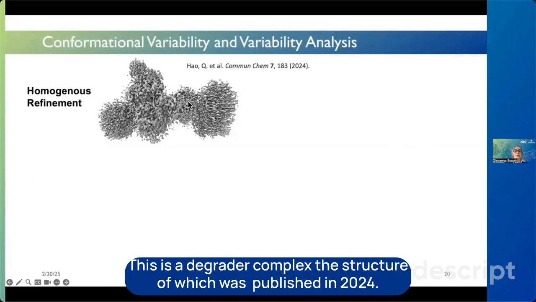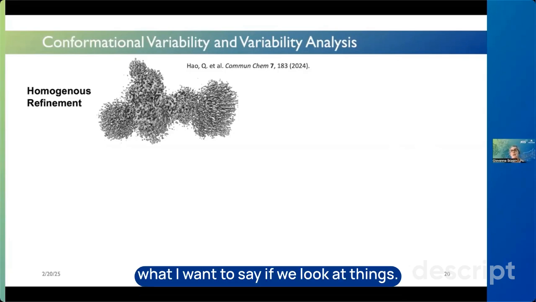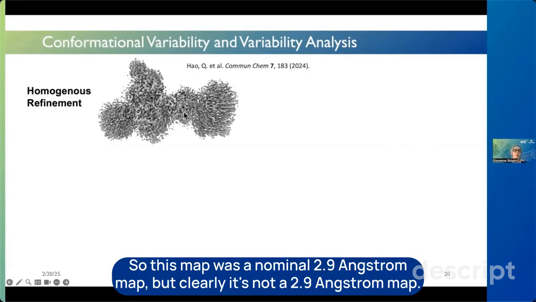This is the greater complex, the structure of which was published in 2024. I'm going to use this as an example because I think it's easier to understand what I want to say if we look at things. So this map was a nominal 2.9 Angstrom map. That clearly is not a 2.9 Angstrom map.